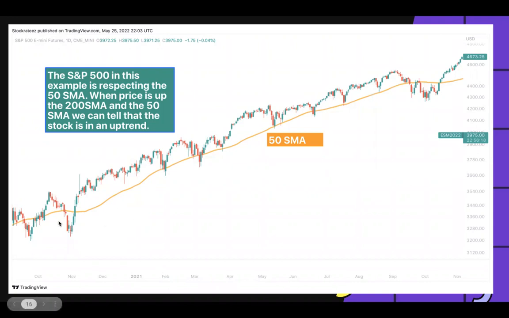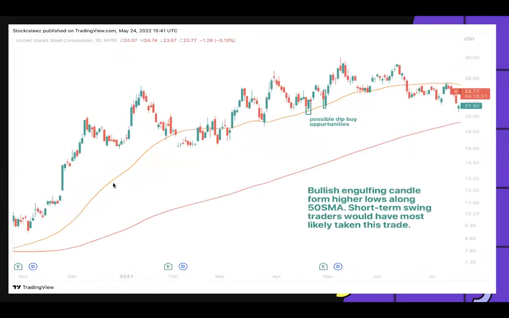So the 50 SMA is the medium-term trend. So as long as we are above the 50 SMA, we know that the stock is in an uptrend. So we can use the 50 SMA for dip buy opportunities as well. So if we don't want to wait for a revisit to the 200 SMA, we can look for other opportunities at the 50 SMA. So this is the UPS chart. So each time we bounce off the 50 and come back to it, see this hammer candle, see this hammer candle. So those are possible dip buy opportunities.